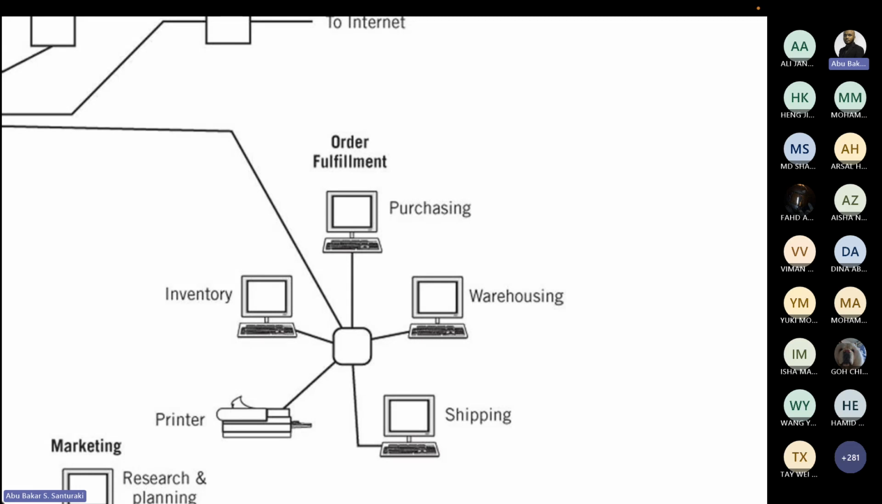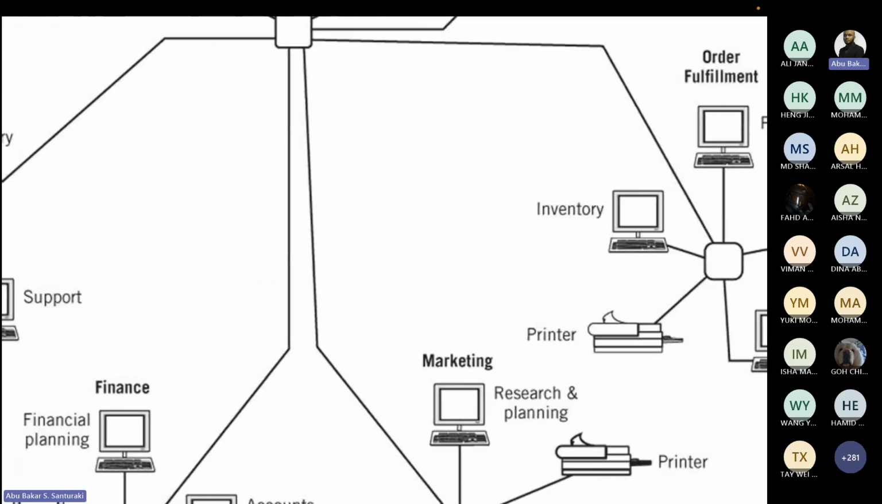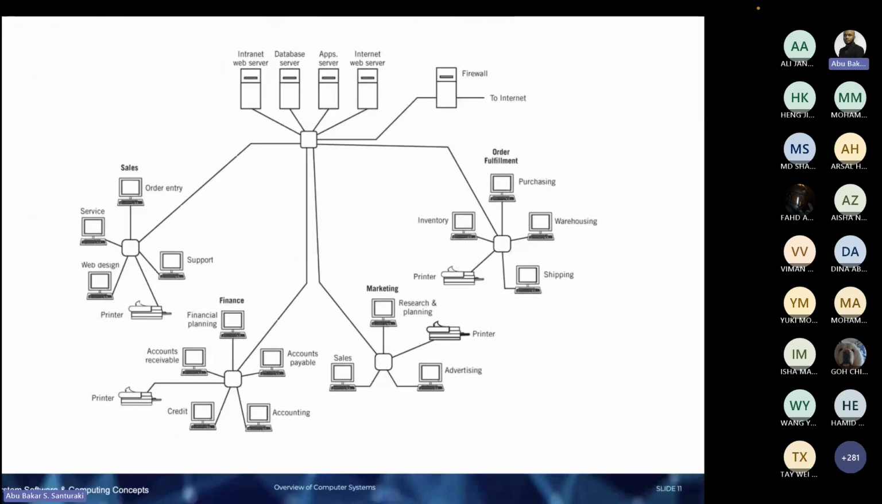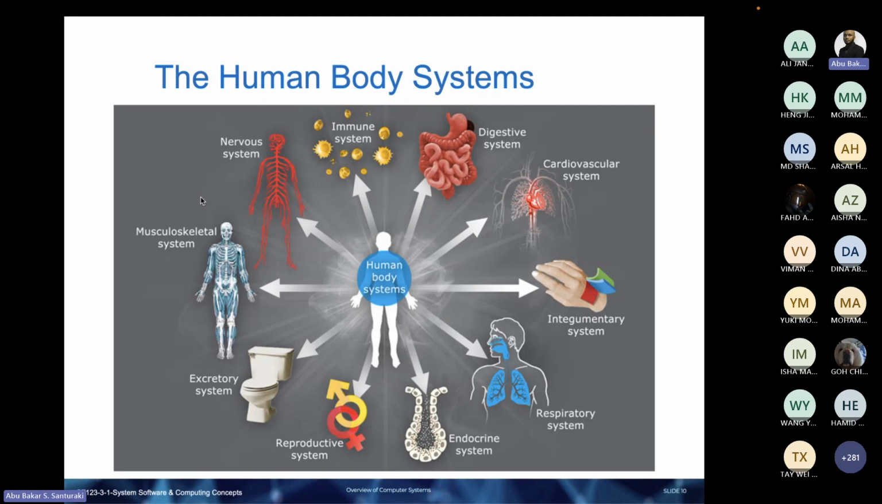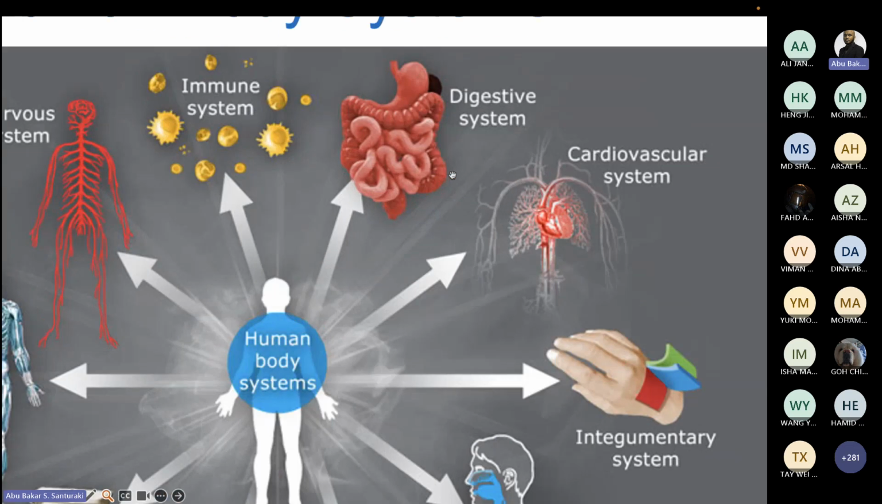So what is the fundamental difference between all of these computers? They're all computers after all, so what's their difference? We can ask the same question looking at the human body system. What's the difference between the digestive and the cardiovascular system? What's the difference? I want you to think about that question. What's the difference between the digestive and the cardiovascular?